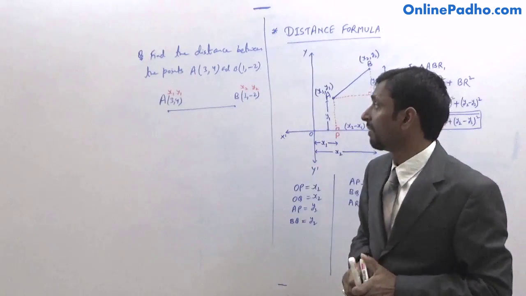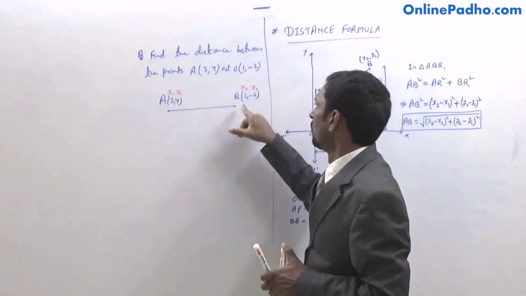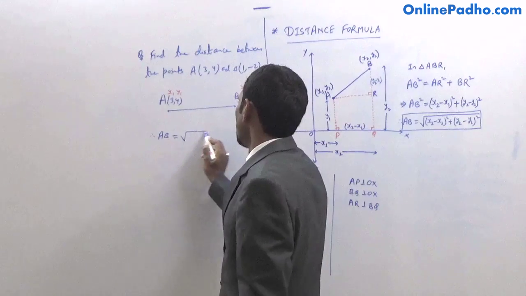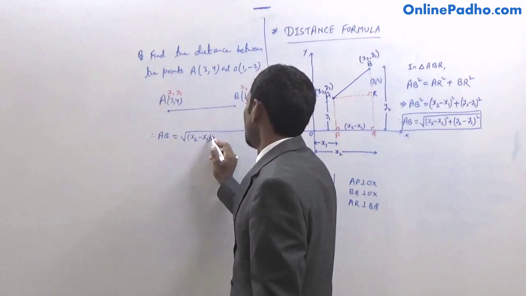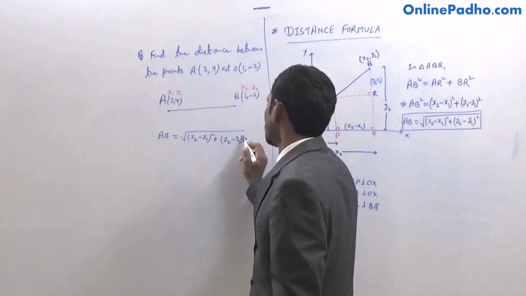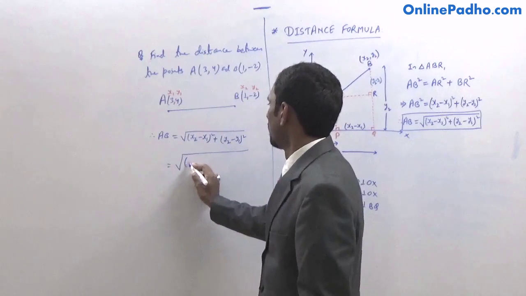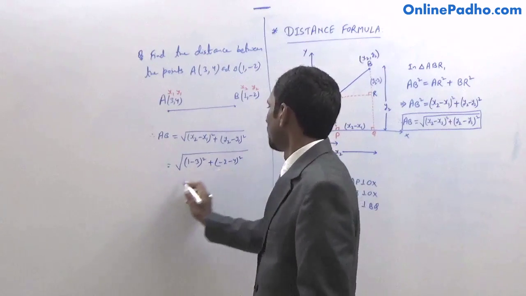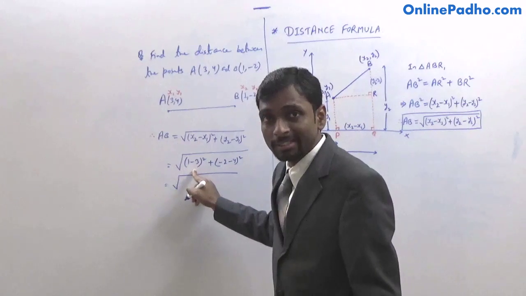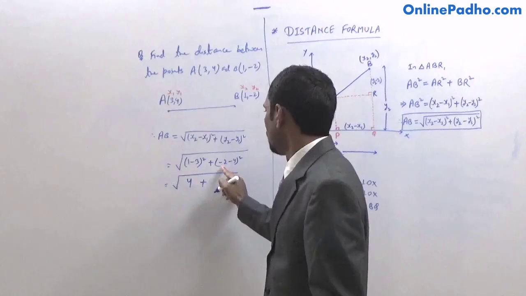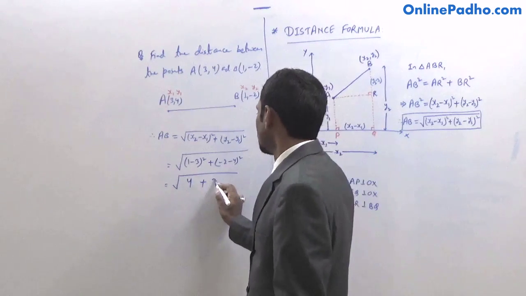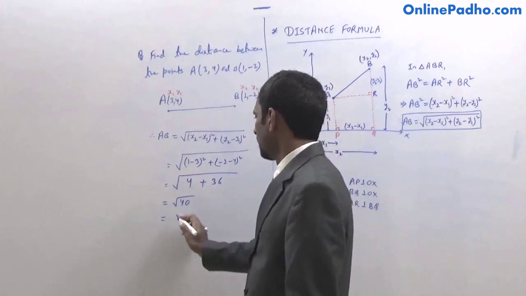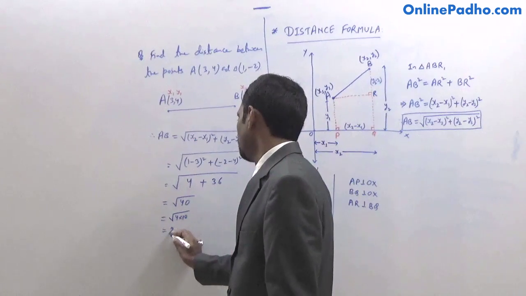So 3 is x1, 4 is y1, 1 is x2, minus 2 is y2. Therefore, AB is equal to square root of x2 minus x1 whole square plus y2 minus y1 whole square, applying the formula we derived. Substituting, we get 1 minus 3 whole square plus minus 2 minus 4 whole square. It will be square root of, 1 minus 3 is minus 2 and minus 2 square is 4, plus minus 2 minus 4 is minus 6 and minus 6 square is 36. It will be square root of 40. We can simplify this: square root of 4 multiplied by 10, so we can write 2 root 10 units.